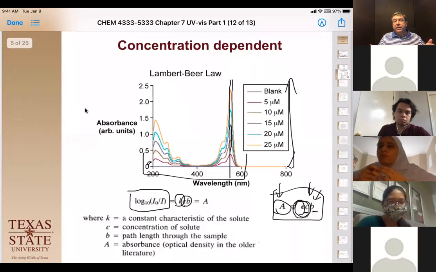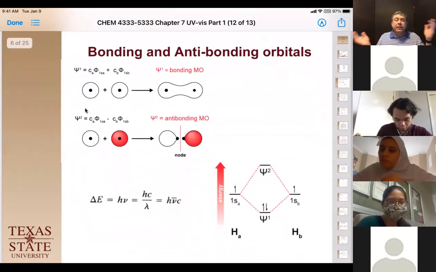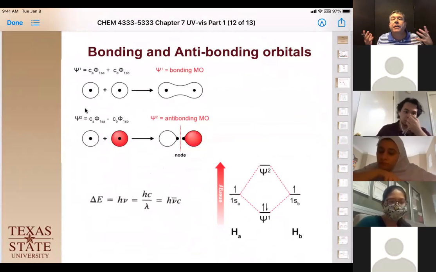Okay, question on Beer's law. So most of the time we just run it at a single concentration, look for lambda max, and then we'll know that we do or do not have that specific compound we're looking for. Okay, so what is doing this absorption? Why are we talking about absorption? Why are we talking about wavelength? Why are we talking about energy?